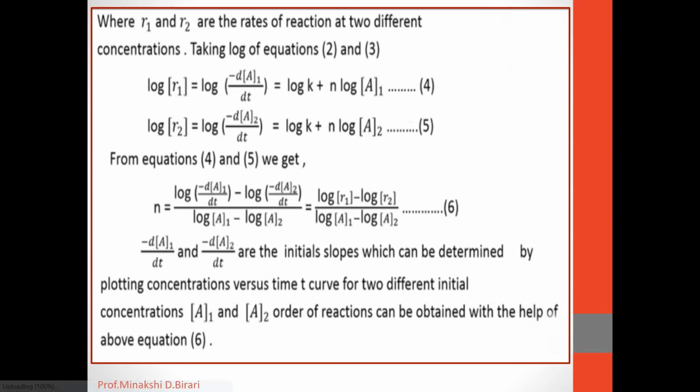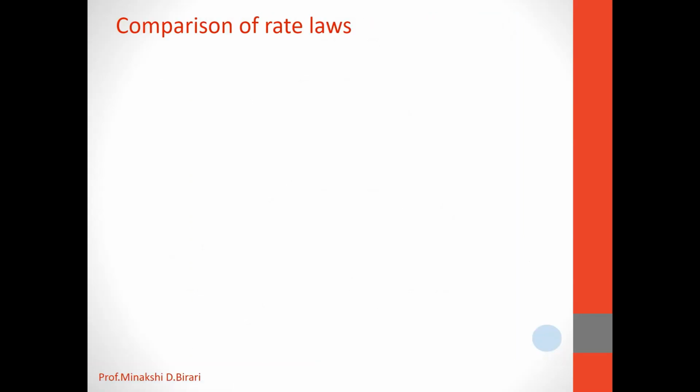So these are 4 methods which are used to determine order of reactions: the integrated rate equation, graphical method, half-life method, and Van't Hoff method, which is the differential method, used to determine order of chemical reaction.